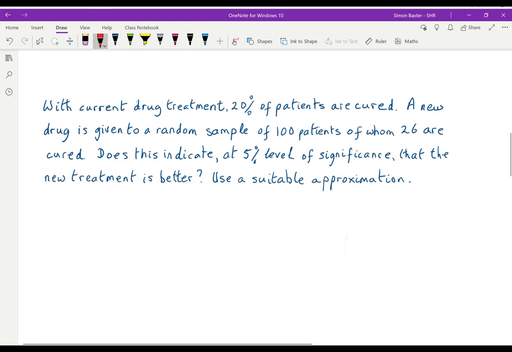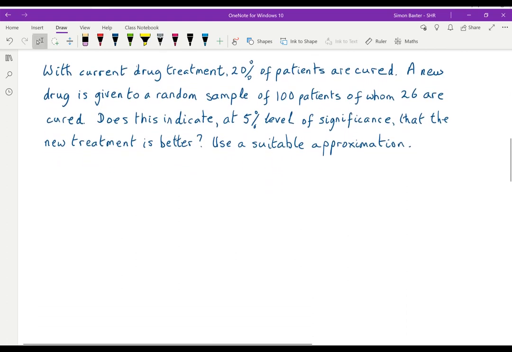Well, we need a hypothesis. Null hypothesis is the no change hypothesis. P is equal to 0.2. Alternative hypothesis, we're asking whether the new drug is better, so we're asking whether P has increased. So we have a one-tail test, and we're using a 5% significance level.